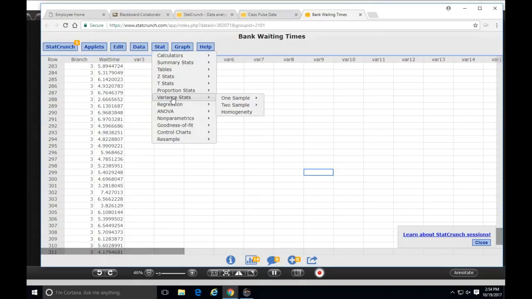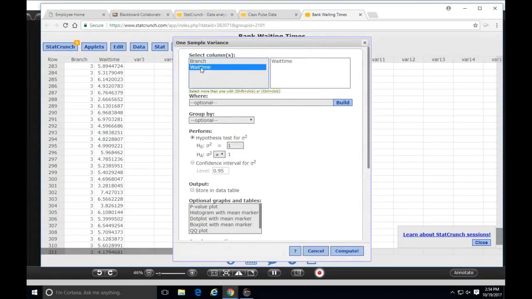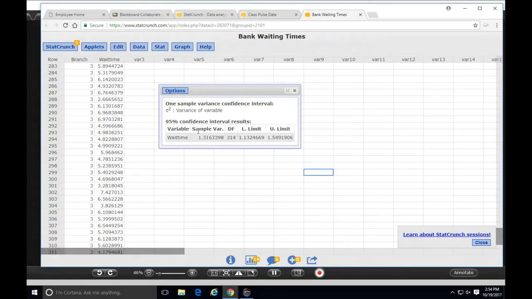So if we were going to do this, we would do variance stats, one sample with data. And I'm just going to do this for the overall wait time. I'm not going to group it by the different branches. So notice here it's doing confidence interval for sigma squared, which is the variance. So here's our answer. If you look at this and you're thinking standard deviation, these numbers look really big compared to a wait time of 5 or 6 minutes. If the standard deviation was 1.3 minutes, that would be a pretty big standard deviation in comparison. But this isn't the standard deviation, this is actually the variance.